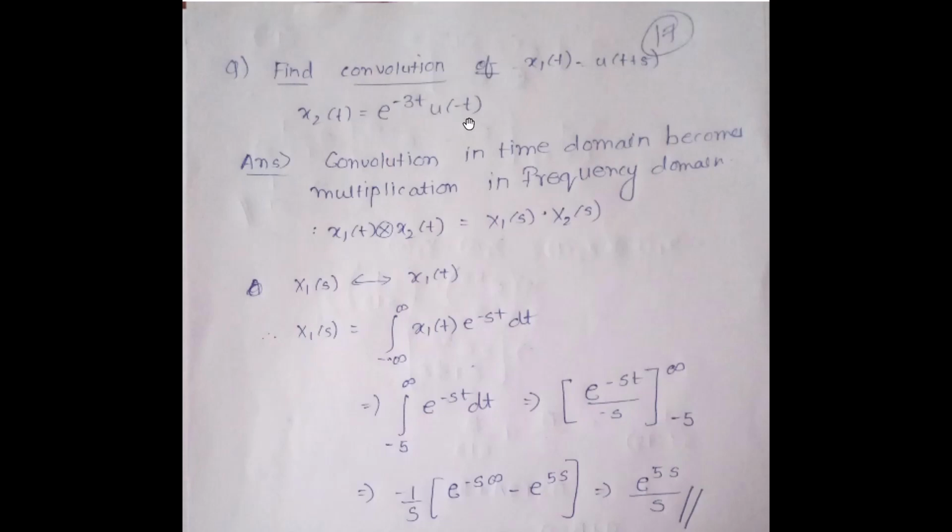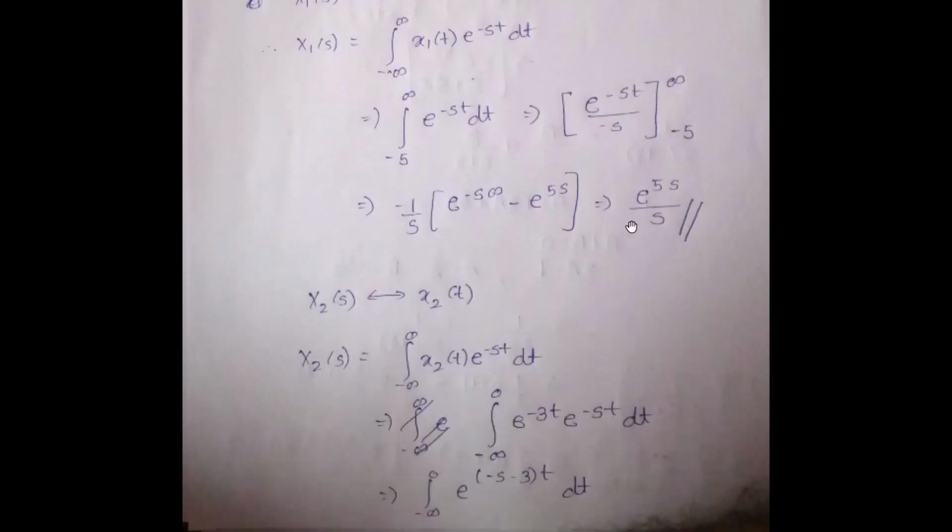When you find the convolution of two time domain signals in Laplace transform, it will just be the multiplication of those. So X1 of s will be given as the integration from minus infinity to infinity of x1 of t e raised to minus st dt. x1 of t is nothing else than just a step signal, so it is going to be 1 into e raised to minus st dt, and the limits will go from minus 5 to infinity. So you will get e raised to 5s upon s. Similarly, X2 of s is given as the integration from minus infinity to infinity of x2 of t e raised to minus st dt.